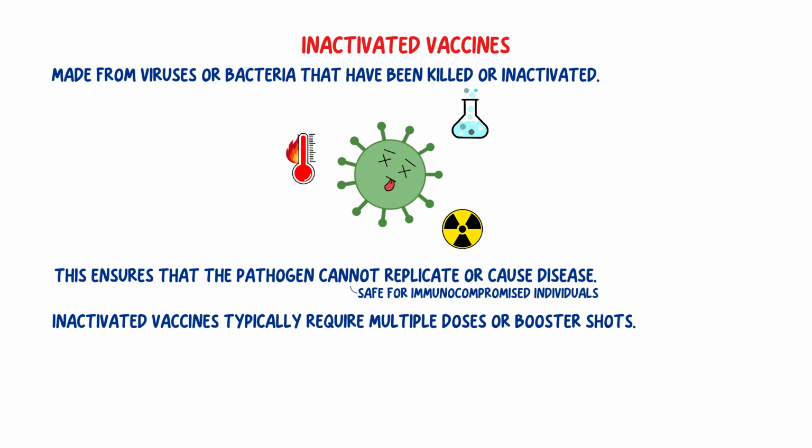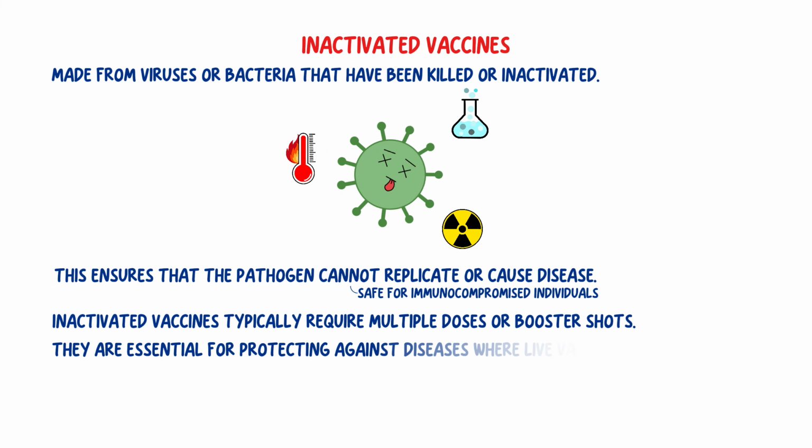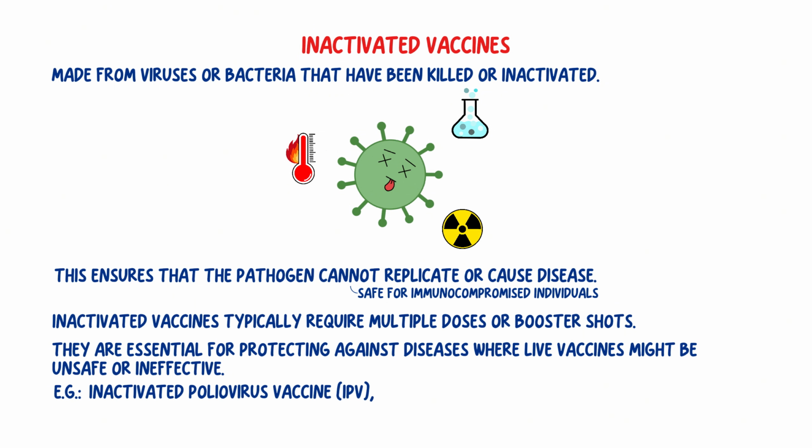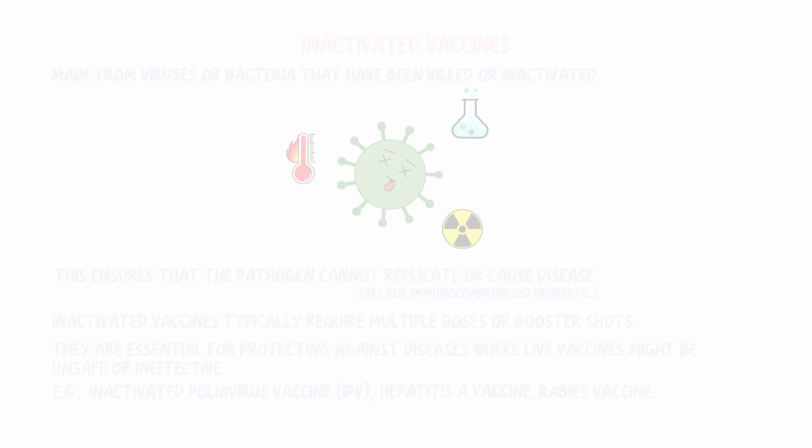While these vaccines do not offer lifelong immunity like some live vaccines, they are essential for protecting against diseases where live vaccines might be unsafe or ineffective. Examples of inactivated vaccines include the inactivated poliovirus vaccine, the hepatitis A vaccine, and the rabies vaccine.